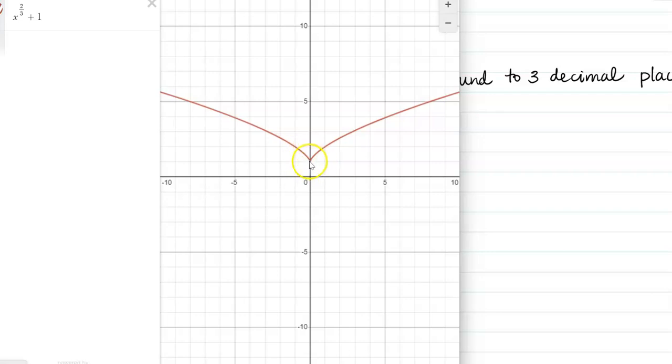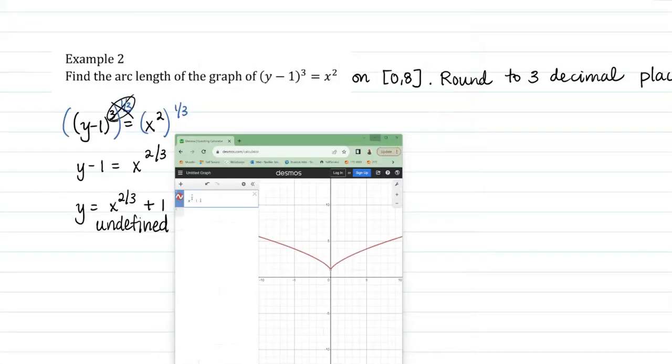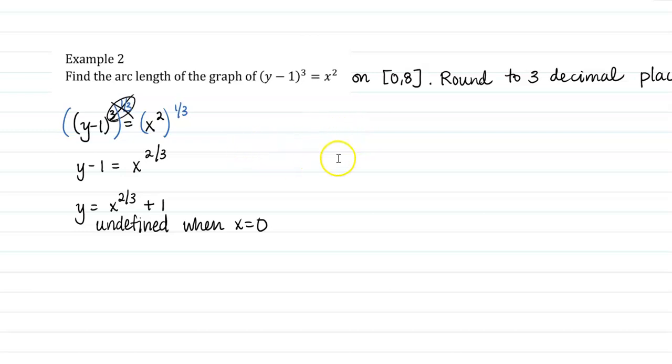That little corner, that little pointy part right there, that's a problem when we're dealing with derivatives. The function is not differentiable right there. If we were to take the derivative of this function, we would end up with x in the denominator, and we can't have 0 in the denominator. So that's why we're seeing that issue right there. So it's undefined when x is 0, but 0 is included in the interval that we're looking at. So we cannot use this version of the function because it is undefined. So it did not work for us when we solved for y.